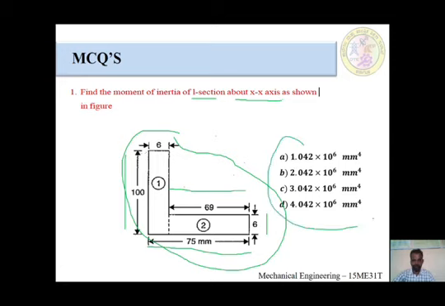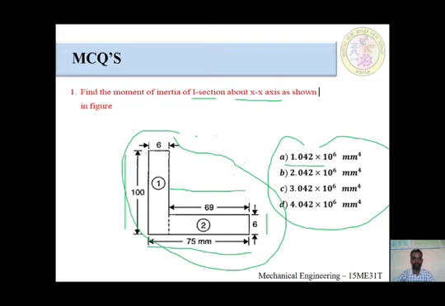There would be 4 options here. First option is 1.042 into 10 raised to 6 millimeter raised to 4. Second option is 2.042 into 10 raised to 6 millimeter raised to 4. Third option is 3.042 into 10 raised to 6 millimeter raised to 4. Fourth option is 4.042 into 10 raised to 6 millimeter raised to 4. You have to solve the problem very carefully and you would have to opt for any one of these options.